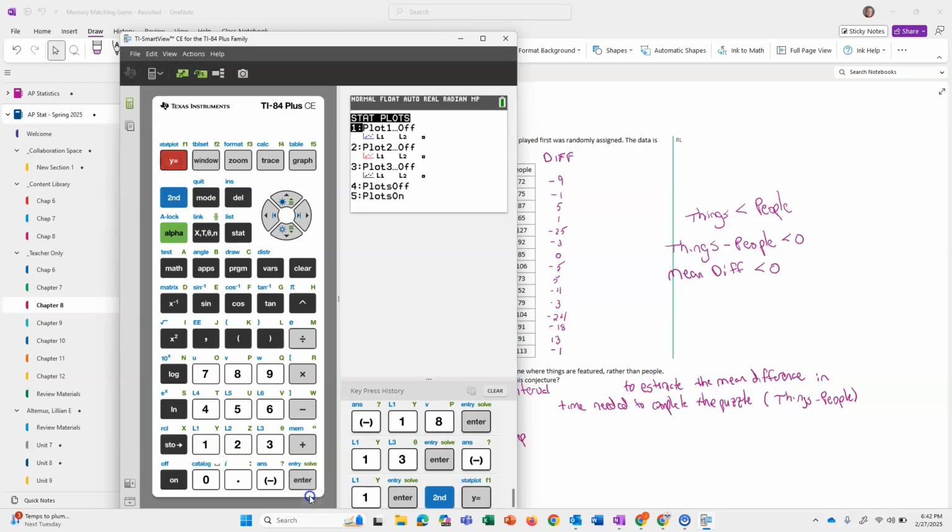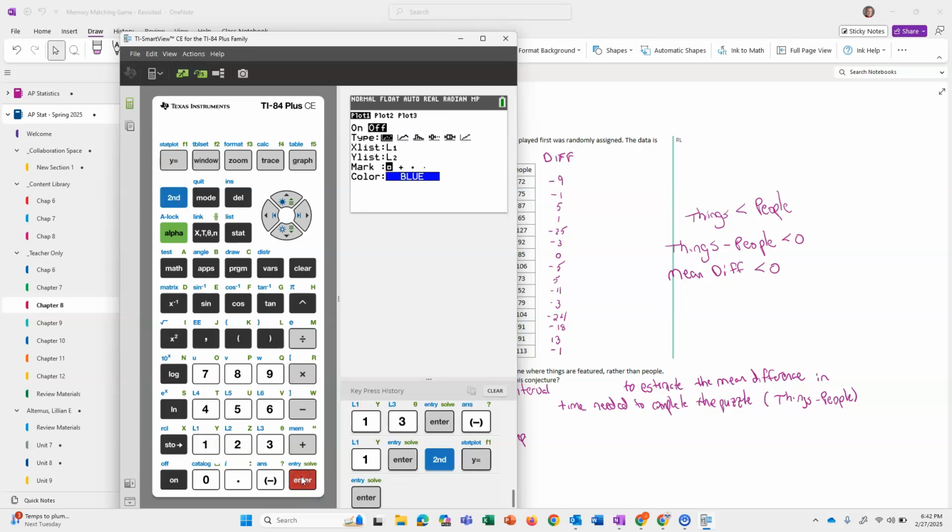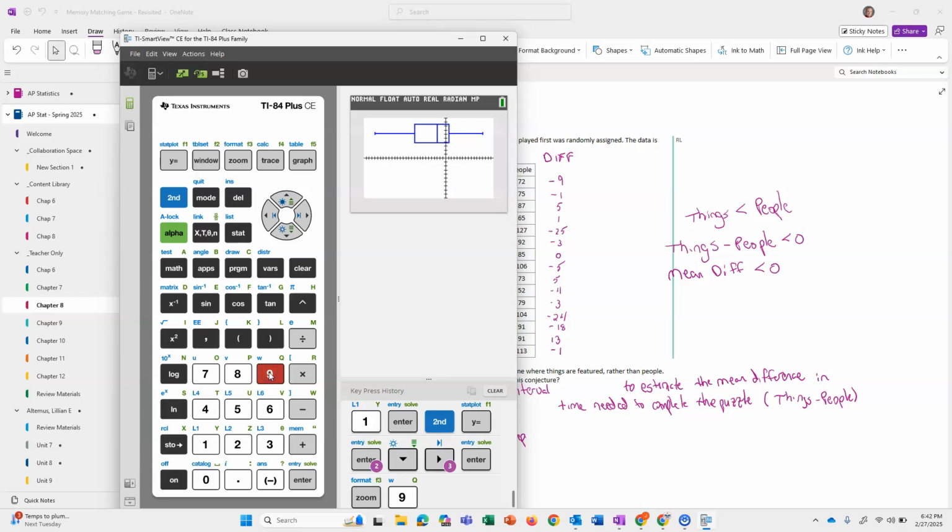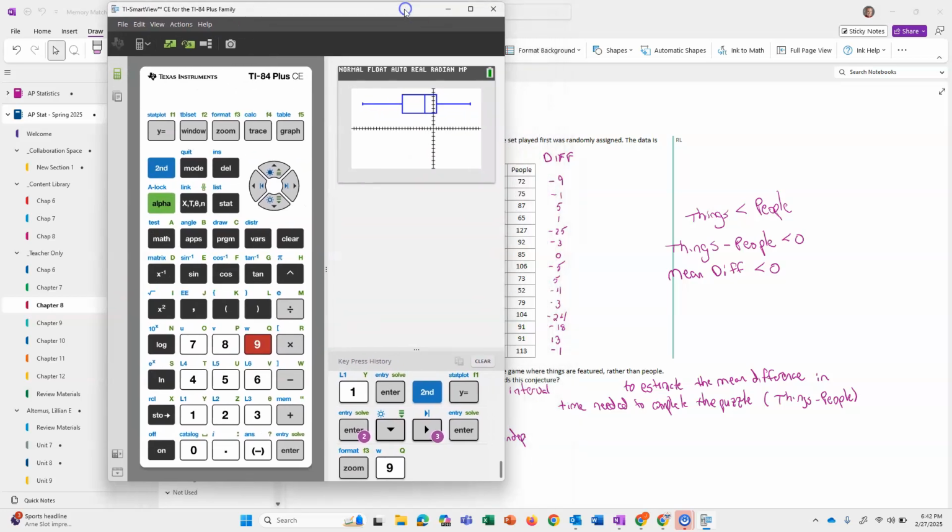So second stat plot. Turn that thing on. Choose the box plot. Enter. And there we go. So the box plot shows no outliers, no heavy skew, so therefore we can say normality conditions have been met.